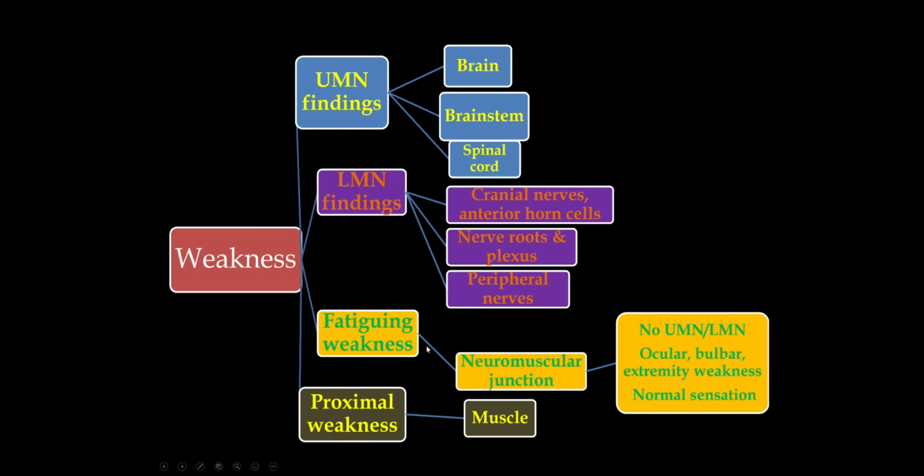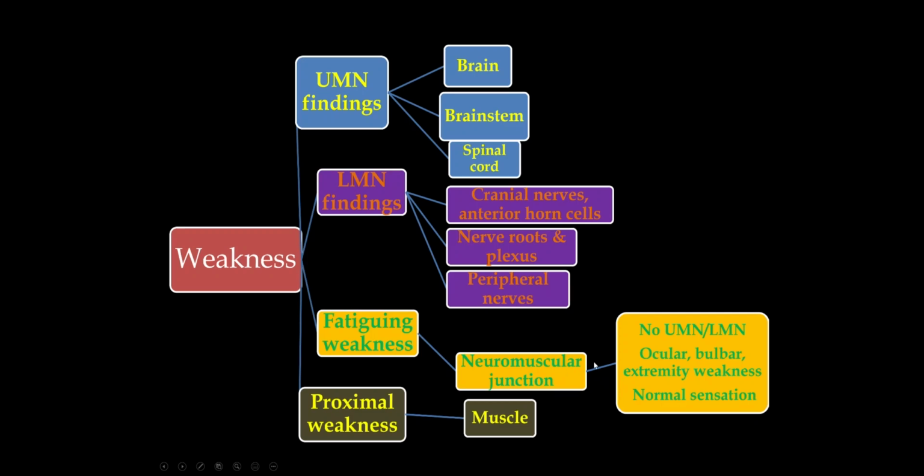All right, looking at the neuromuscular junction. So again, fatiguing weakness is the key feature here. And I just want to emphasize that with neuromuscular junction pathology, we get no upper or lower motor neuron findings. Sensation is normal because we're just dealing with a problem at the neuromuscular junction. It has nothing to do with sensation.